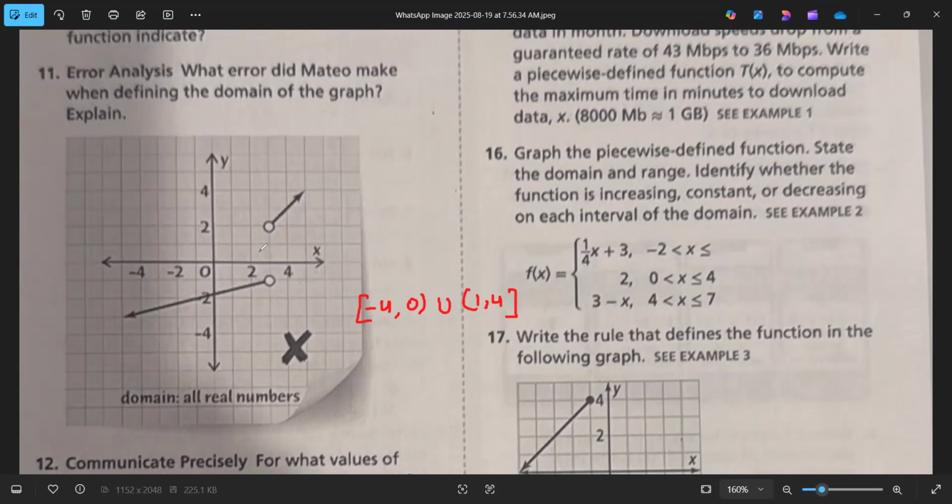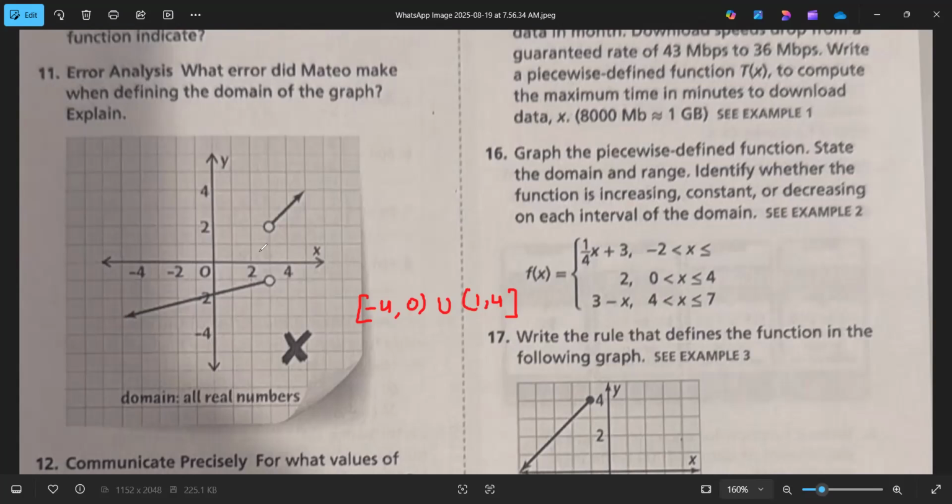Understood? Yes. So the circle needs to be full. You can include that whole circle, or you can darken that circle, or you can correct the domain. But you cannot change the domain, because the domain is already given as all real numbers. You only have to tell what error Matthew made, right?